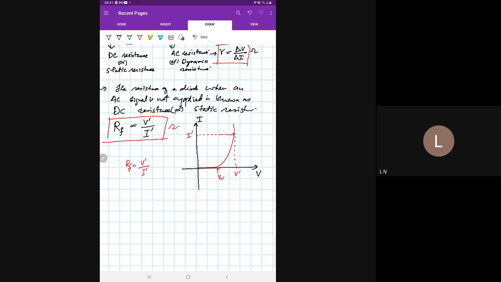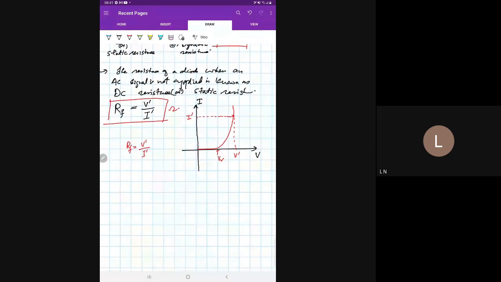So the resistance of diode when AC signal is not applied is known as DC resistance. And the value of DC resistance can be different at different points of this curve. It does not vary too much, although.